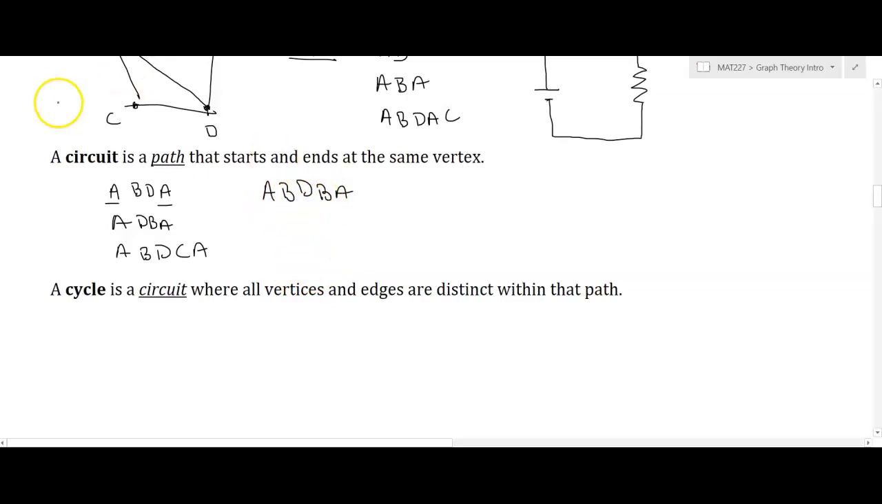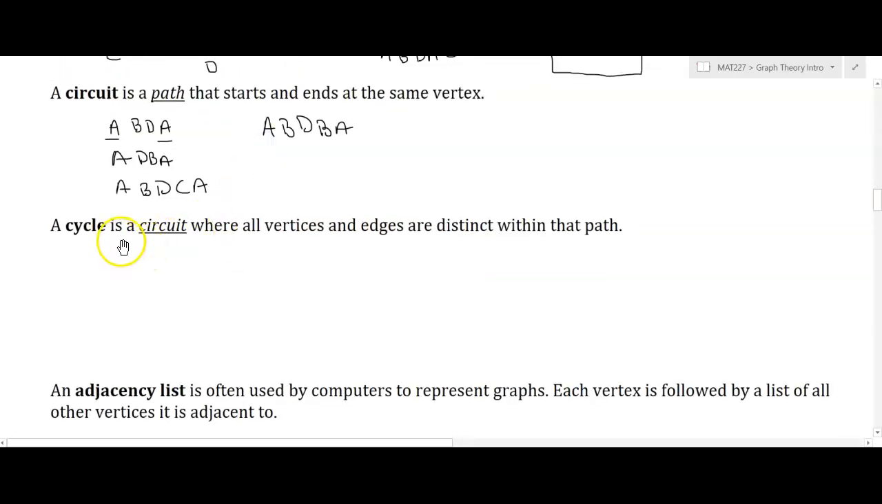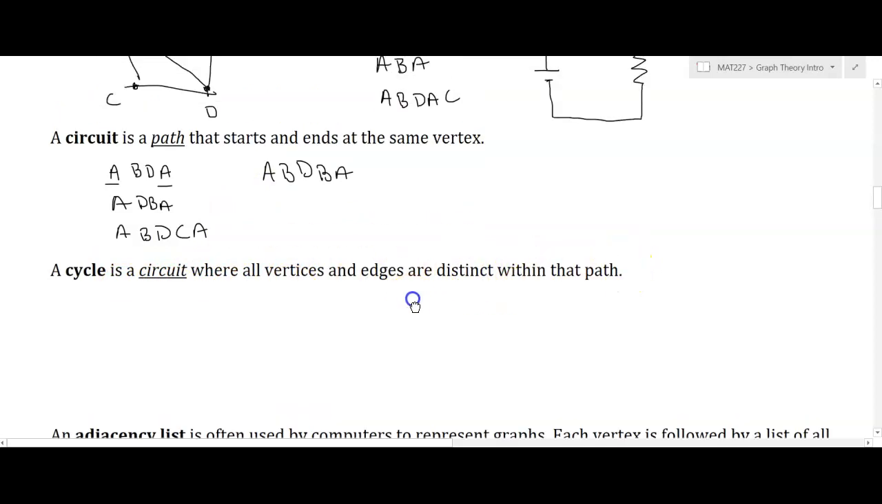And actually, in that case, not only do we hit the same vertex twice, but we also take the same edge more than once. So when we go from A to B, down to D, back up to B, we've basically traversed this edge right here twice, and then when we go back to A, we've traversed that edge twice. And the cycle says it's a circuit where all vertices and edges are distinct within that path.